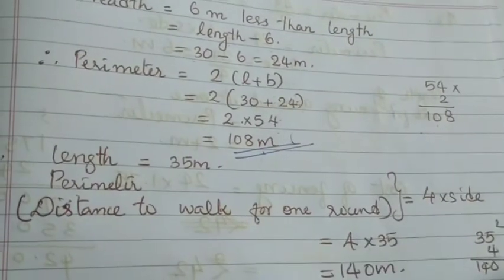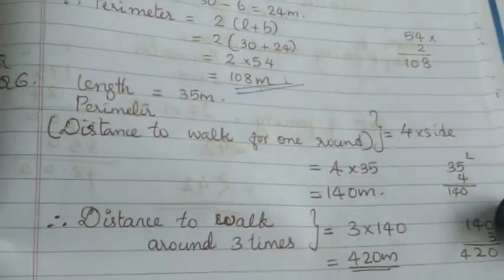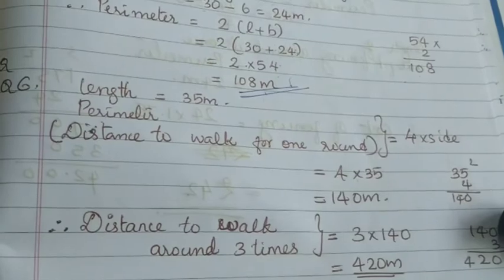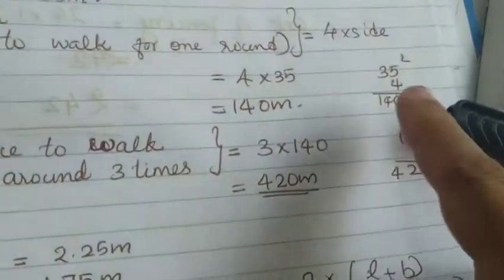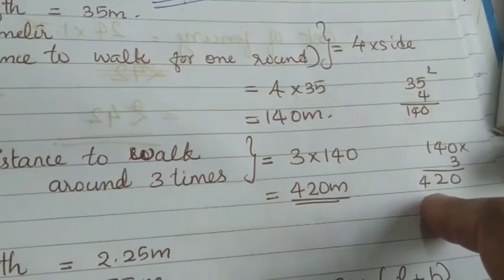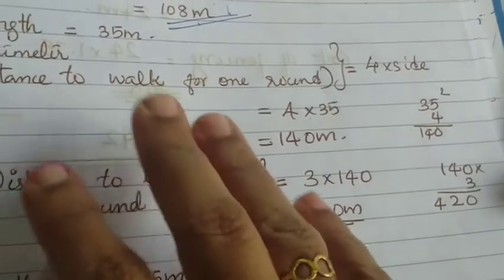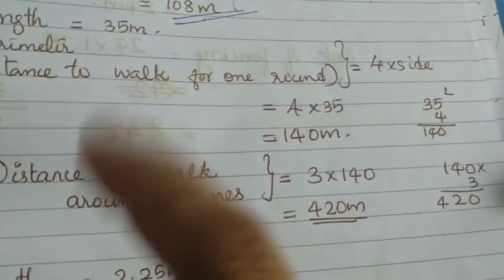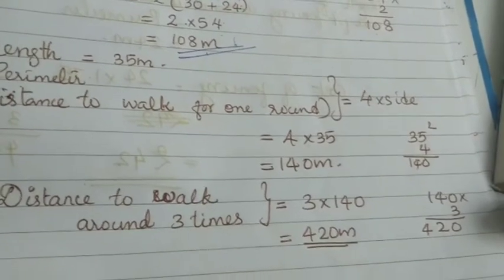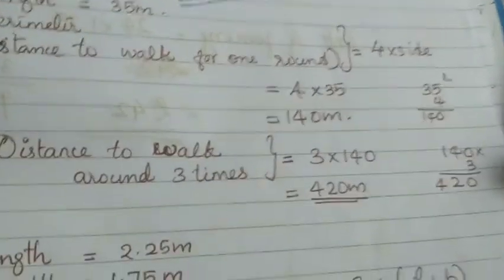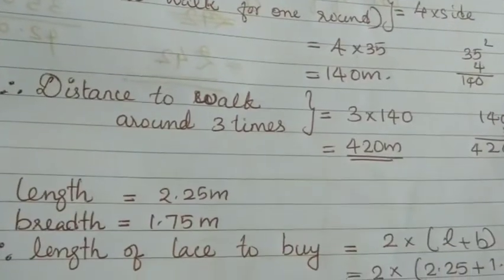Now that person wants to walk around that ground 3 times, which means 3 into 140. When we multiply, we get 420. So 420 meter is the total distance he has to walk when he walks around that ground 3 times. Okay.